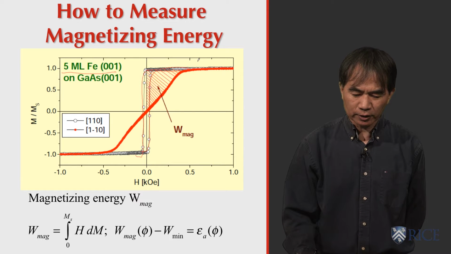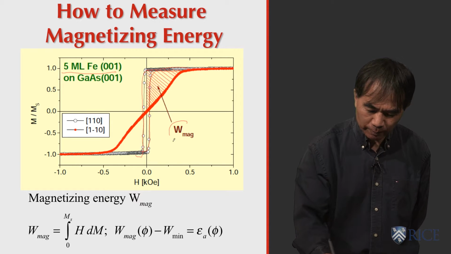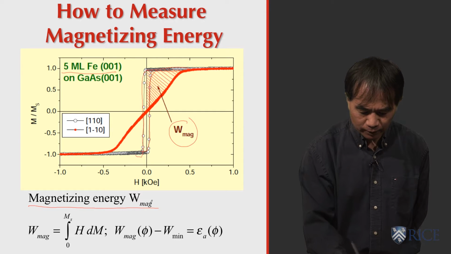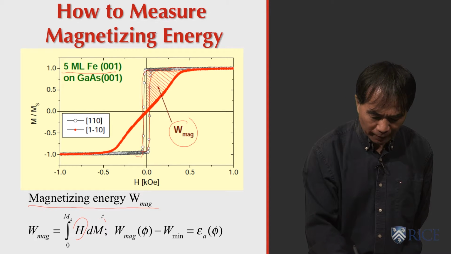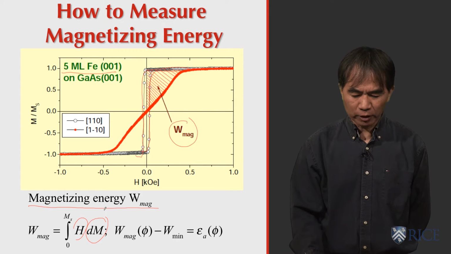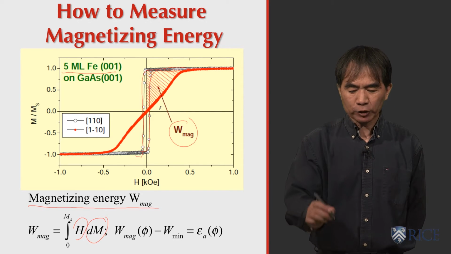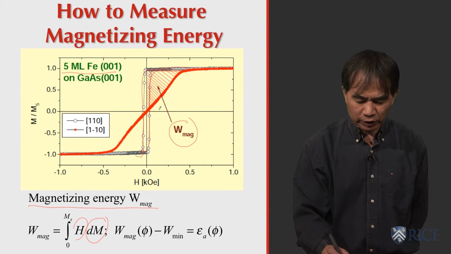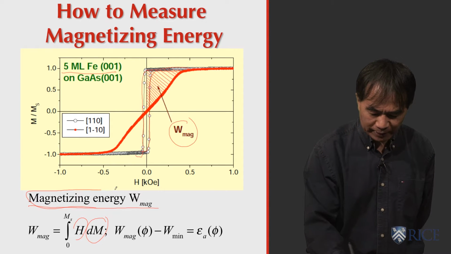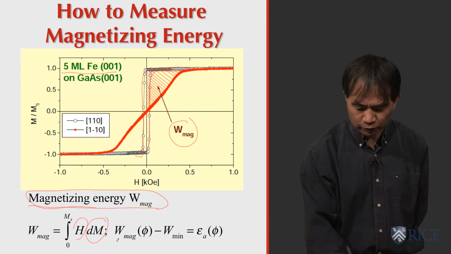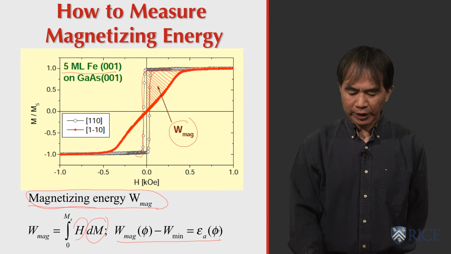And the difference is what we call the magnetization energy. The magnetization energy is essentially defined as the amount of field multiplied by dM, the amount of magnetization you change, as you go through this loop. Essentially, how much energy you can store in the system is determined by the magnetization energy of the system. And of course, the difference will be the energy anisotropy you have.